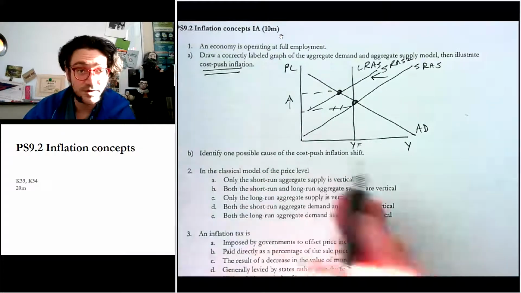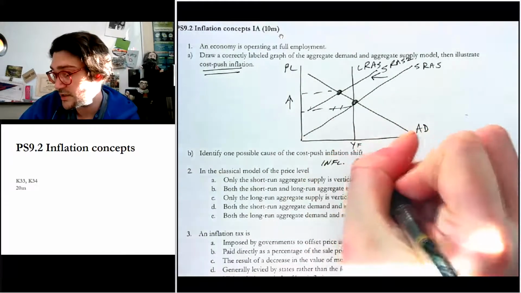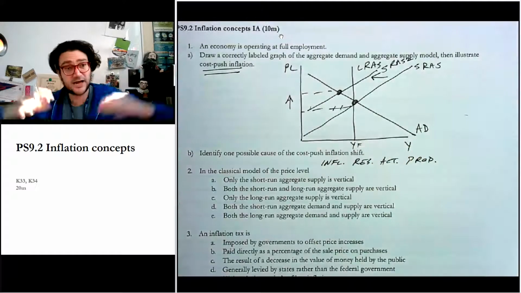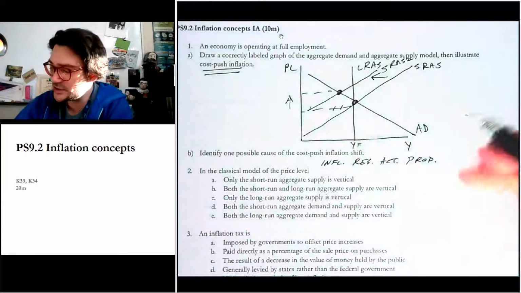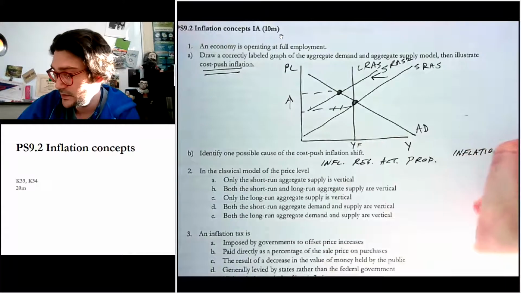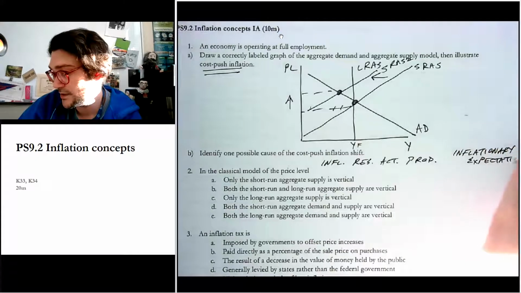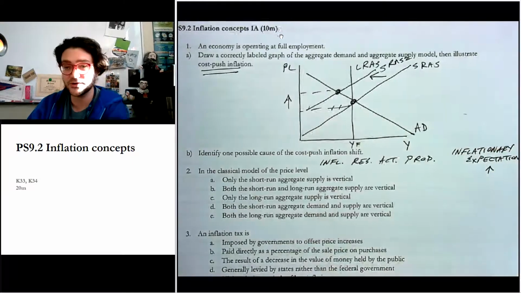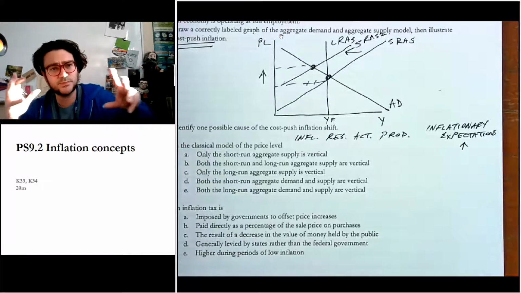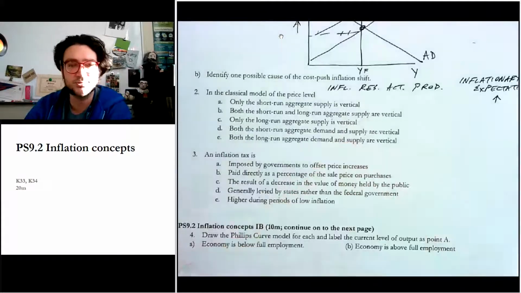So the shifters of SRAS are inflationary expectations, resource costs, actions by the government affecting producers, and productivity. If you remember, it's IRAP, right? IRAP. And so let's just say that inflationary expectations went up, because then all the workers went to their bosses and said, boss, I need a raise, please, I need a raise. I think the inflation is going to be higher. And then the boss had to, and that's resource costs. So, all right, then we get two multiple choice questions.